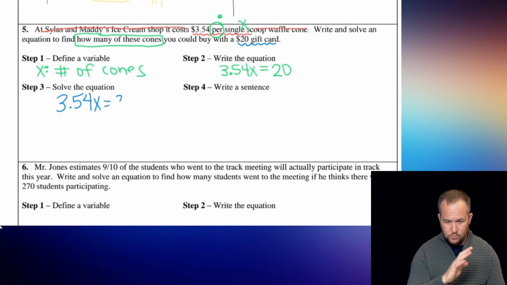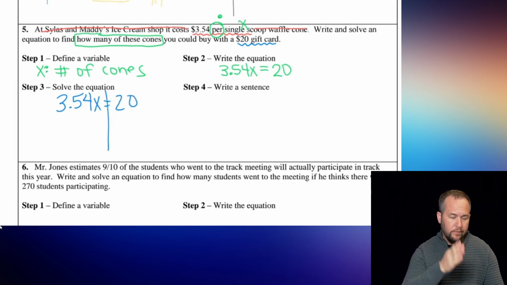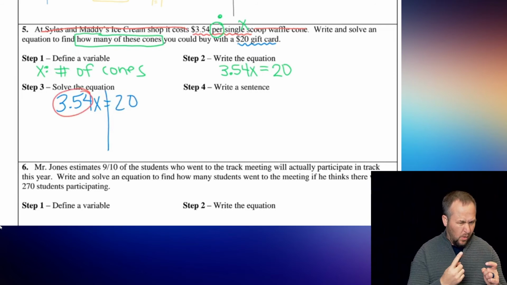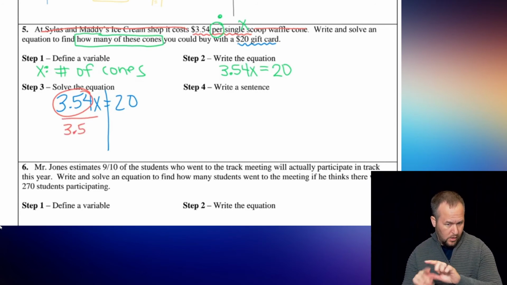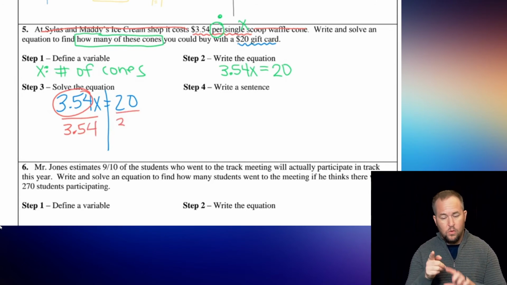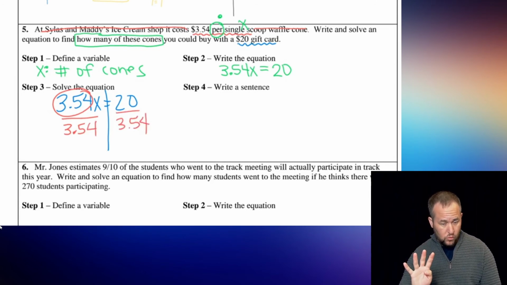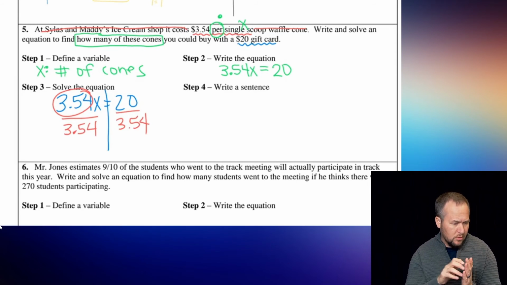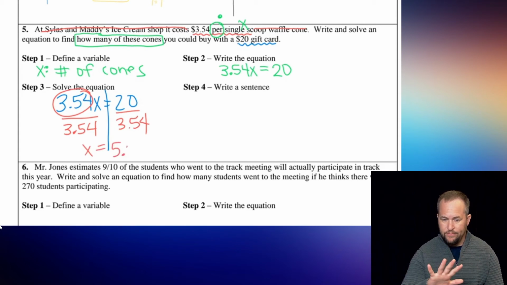$3.54 x equals 20. Draw a line down the center. To get x by itself, you take this coefficient, and we're going to divide both sides by that coefficient. So divide by 3.54, and then divide by 3.54. We're going to shove that into our trusty calculators. We end up with x equals 5.6497, and so on.